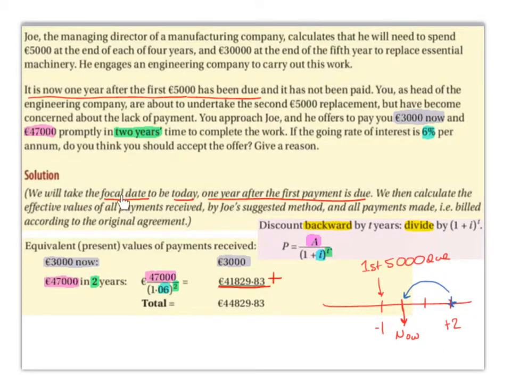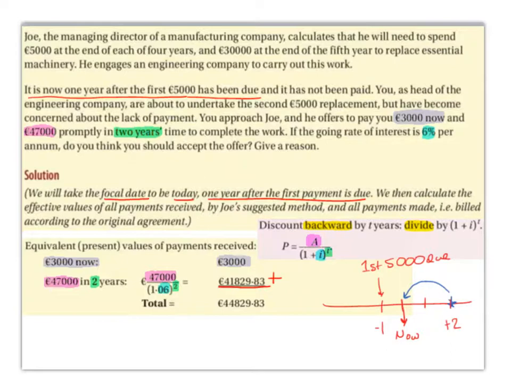We will take the focal date, the comparison date, to be today, which is 1 year after the first payment was due. We then calculate the effective values of all payments received by Joe's suggested method and all payments made, i.e. billed according to the original agreement. So we're going to start off with the equivalent present values of the payments received, which is what Joe offers: €3,000 now and €47,000 promptly in 2 years' time to complete the work. And the rate of interest is always going to be 6%.